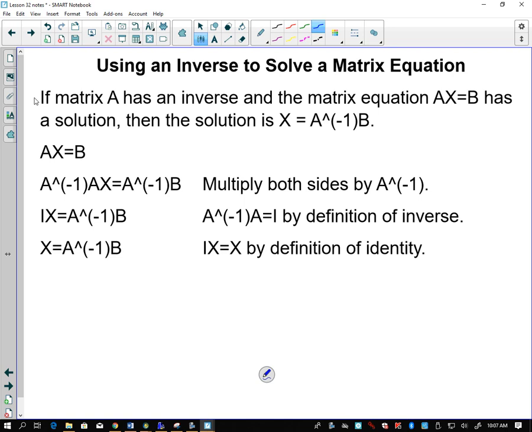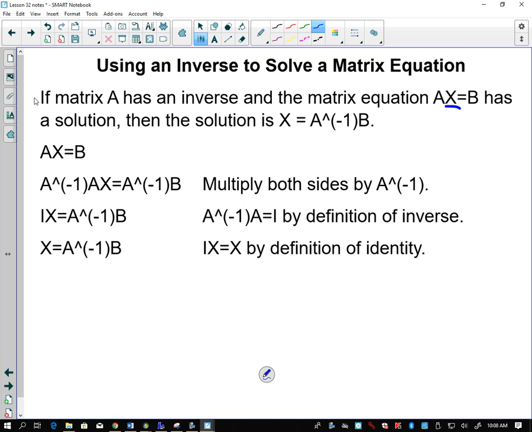So, using an inverse to solve a matrix equation. If matrix A has an inverse and the matrix equation AX equals B, meaning we're multiplying matrix A by a matrix, but I don't know what that matrix is, but I do know that it equals matrix B, and that has a solution, then the solution is that the unknown matrix X is the same thing as the inverse of A times B. So we solve for X.